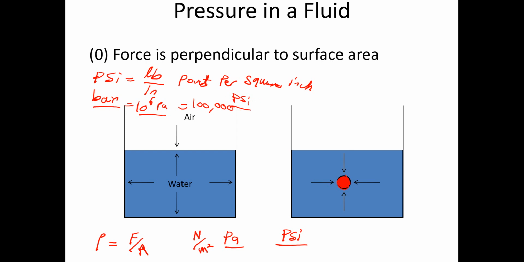Meaning that if we assume our body is 1 meter square, the amount of force on our body from the column of air is large. Again, bar is what we call atmospheric pressure.